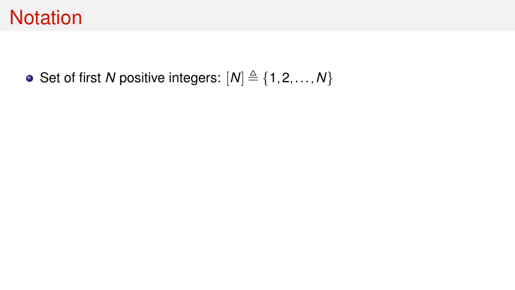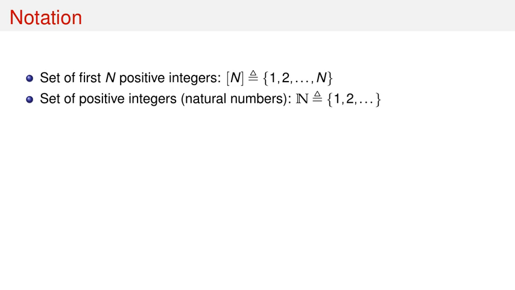First, the set of the first n positive integers will be denoted as n within square brackets, which is the set containing 1, 2, all the way up to n. The set of all positive integers, also known as natural numbers, will be denoted by bold N, which is the set 1, 2, 3, and so on.